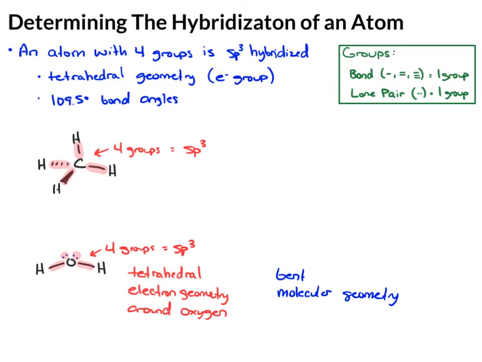Now, if you're asked what type of orbitals the lone pairs reside in, you should be able to answer that. Because as soon as you see sp3, we know that the orbitals that went into the hybridization gave us 4 sp3 hybrid orbitals.